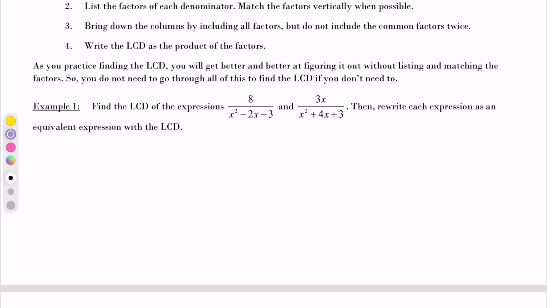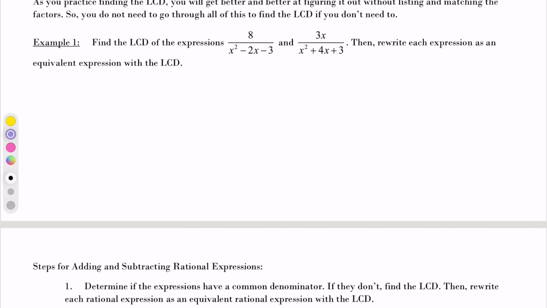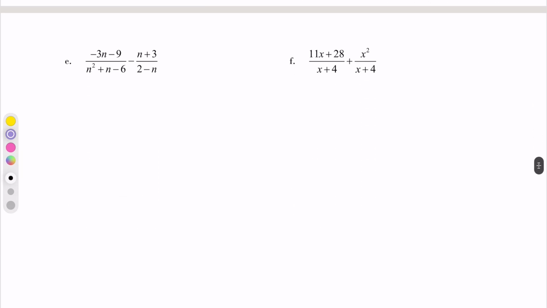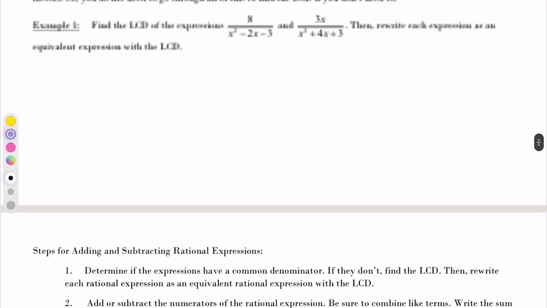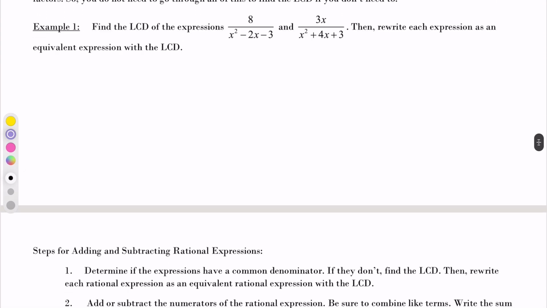So I'm going to show you a little bit about how to find the LCD and then finally how to simplify them. I think I've got 8 examples here plus this introductory one, so 9 in all. Feel free to skip around if you feel like you're understanding what's going on. This is just meant as a guide to help you get through the lesson without me being in class.